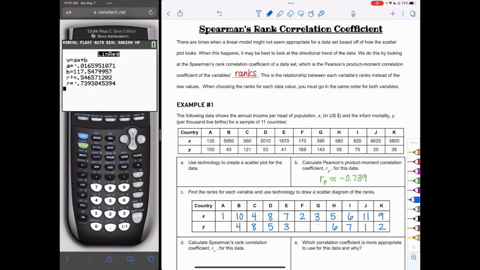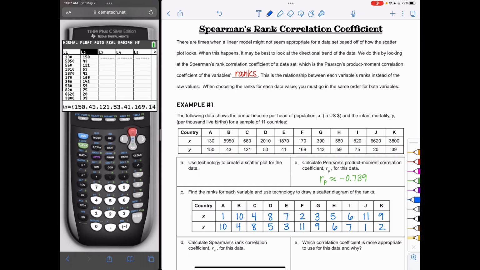Data point G is the ninth one. Data point A is the 10th one. And then data point F is the 11th one. So literally all I did was I just ranked my numbers from least to greatest, okay, for the X and the Y's. So now I want to draw a scatter diagram for that.